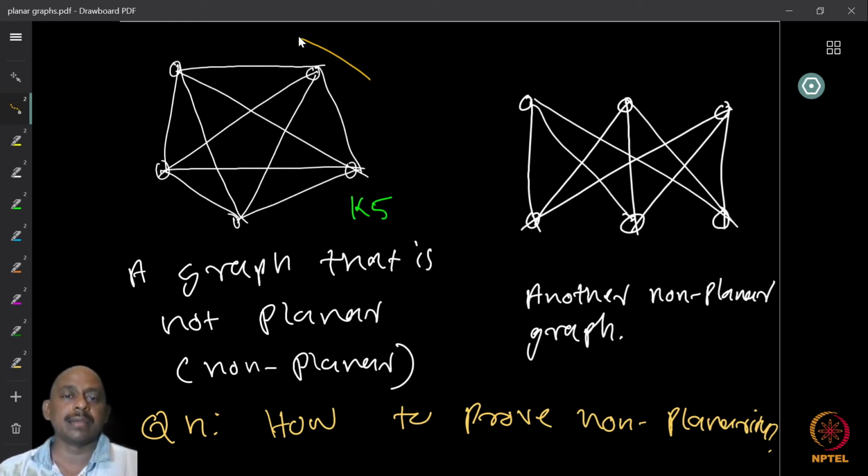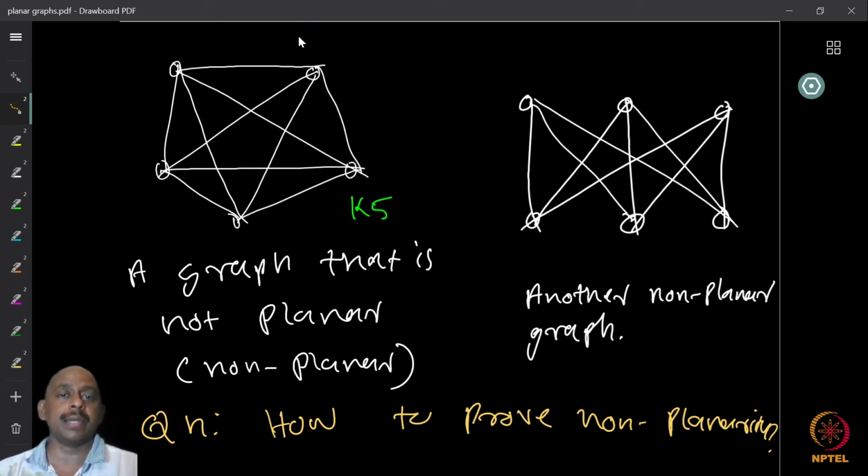I welcome you to think why this is not planar, right? Or how do you prove a graph is not planar? Because to show a graph is planar, all you have to do is come up with an embedding where edges do not cross each other. To show a graph is planar is easy, in the sense that you just need to come up with one embedding. But now, if I ask you to prove a graph is not planar, then how will you do it?